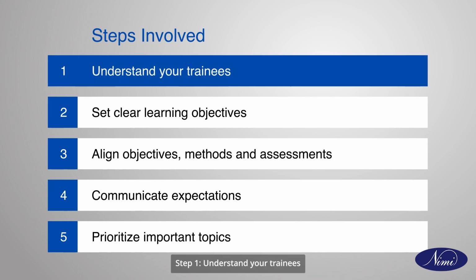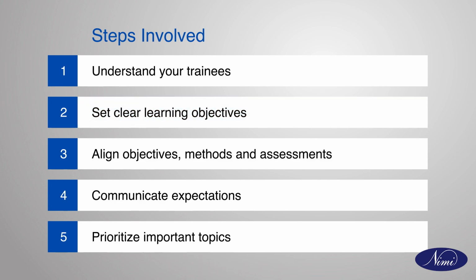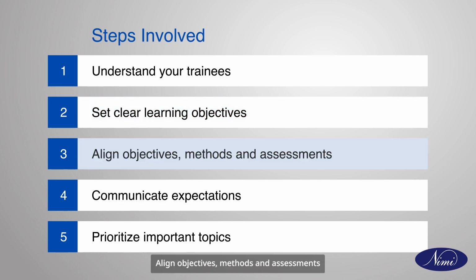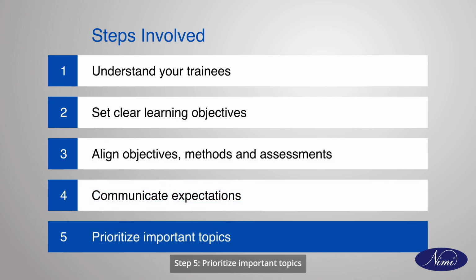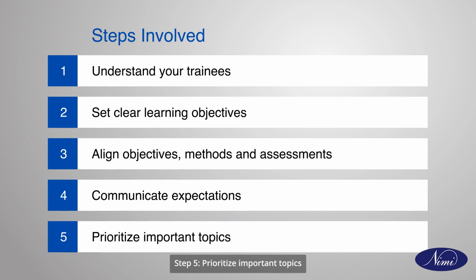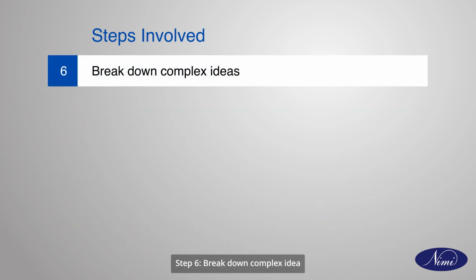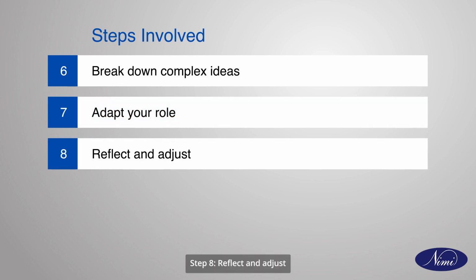Step 1. Understand your trainees. Step 2. Set clear learning objectives. Step 3. Align objectives, methods, and assessments. Step 4. Communicate expectations. Step 5. Prioritize important topics. Step 6. Break down complex ideas. Step 7. Adapt your role. Step 8. Reflect and adjust. Let us now see each step in detail.